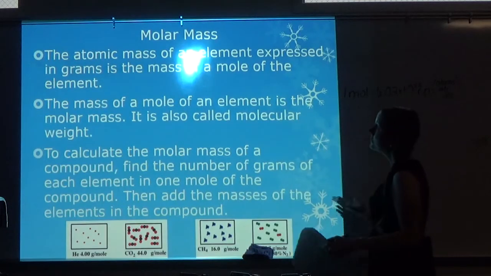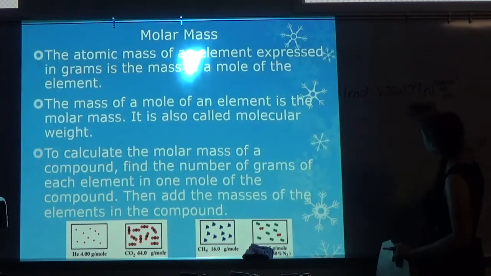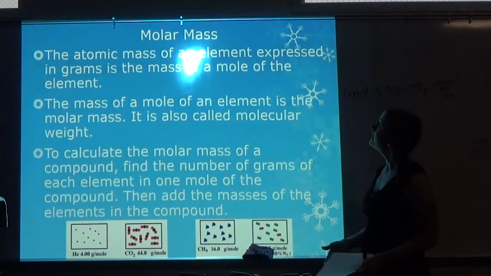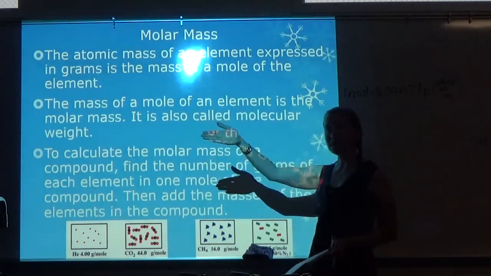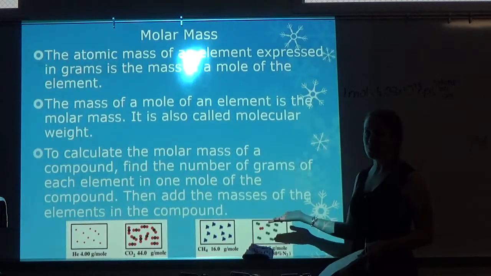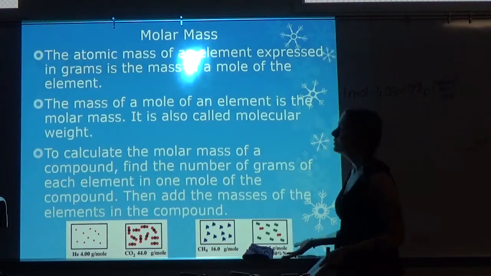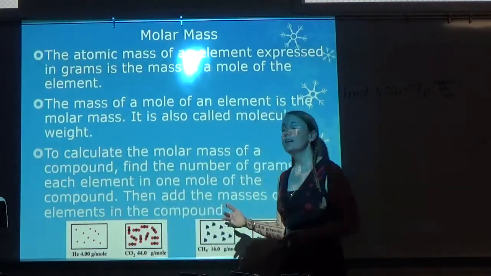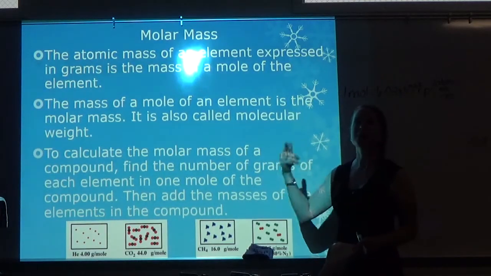Alright, so the next thing that we learn in the first section of Chapter 10 is molar mass. Okay, so we learn how to use this conversion factor, and then we learn how to calculate molar mass. So the atomic mass of an element expressed in grams is the mass of a mole of that element. So normally when we look at the periodic table, the mass has a unit of AMU, atomic mass unit. However, in lab, we don't have scales that measure AMU. We have scales that measure grams. So the convenient thing about a mole is if you have a mole of the substance, it has that same mass but in grams.